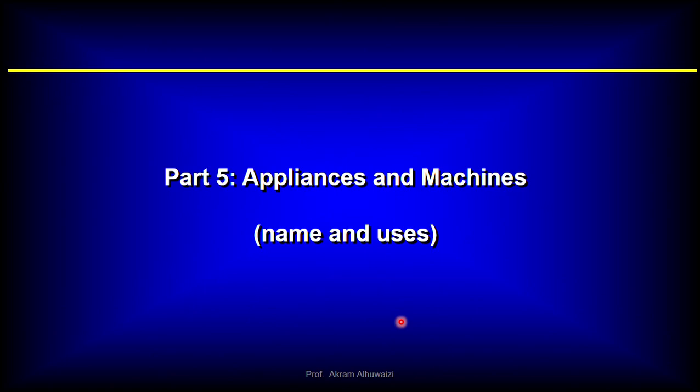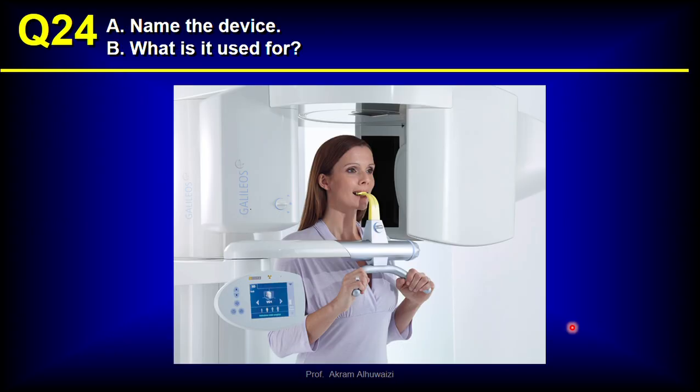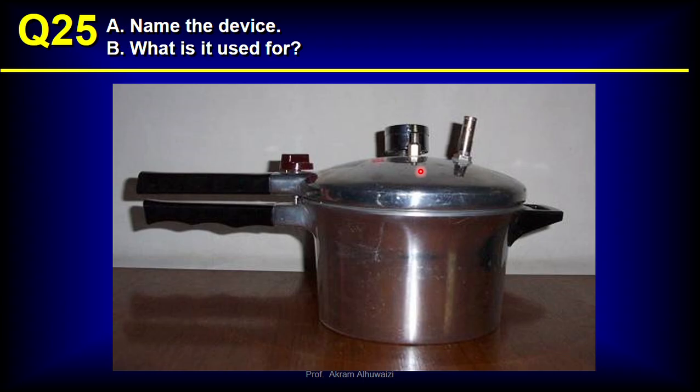The fifth part is appliances and machines. Name the use. What's the name of this machine? It's a cephalometric machine, and it's used to make cephalometric films and OPG films. What's this machine? This one is a hydroflask, and it's used to cook the acrylic, the orthodontic acrylic, under pressure and heat so that it cures.